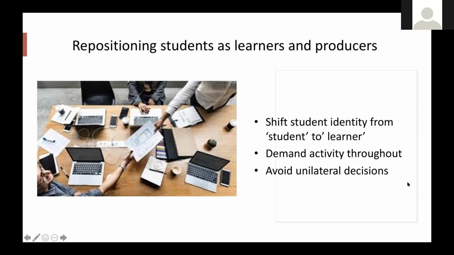We need to organize our courses so that we don't have these spikes when there's a test and drop off. We need to design our courses and our assessment so that there's study throughout. And we need to involve students in making decisions about their own learning. And I'll come on to that a bit more in a moment.